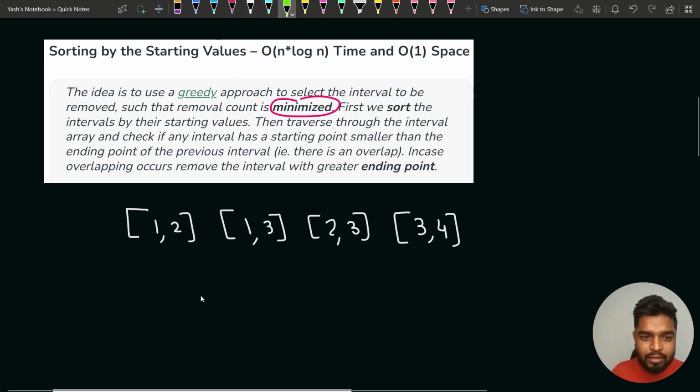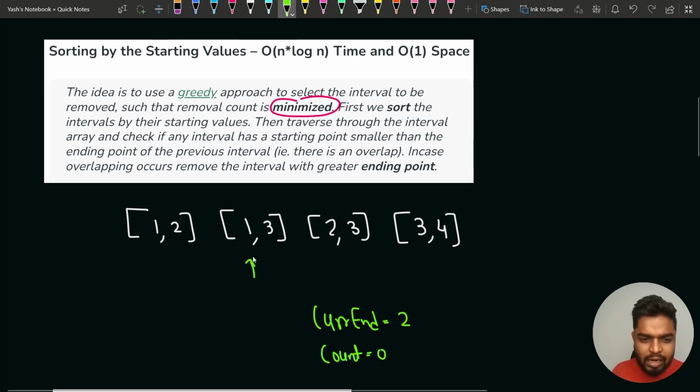If you see here, initially let's suppose that I'll start from this particular interval. Now what will happen here? My current ending will be 2, because I'm starting from this interval and initially there is no overlap, so I'll mark the count initially as 0. Now when I go to the next interval, what do I see there?